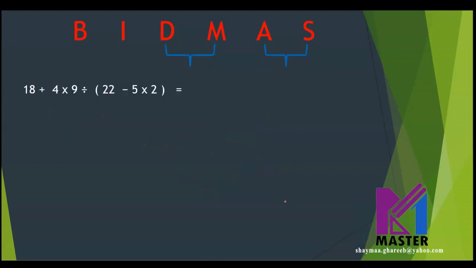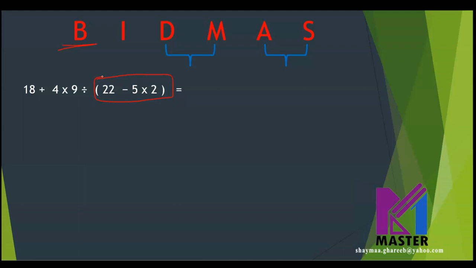Let's see one more example. Look at this example. I have addition, I have multiplication, I have division, and I have bracket. And look inside the bracket. Inside the bracket, there are 2 different operations: subtraction and multiplication. So the order said I have to start with the bracket. But inside this bracket, there is 2 operations. So how can I do it?